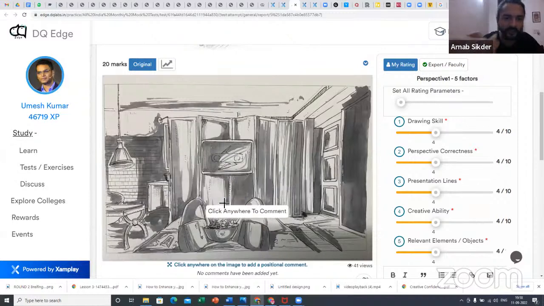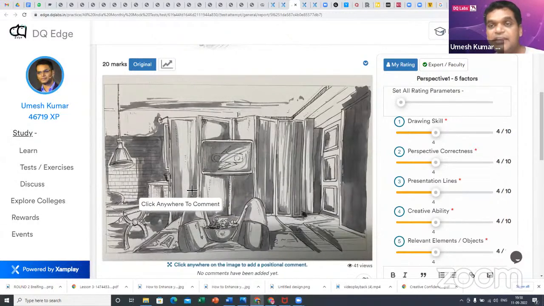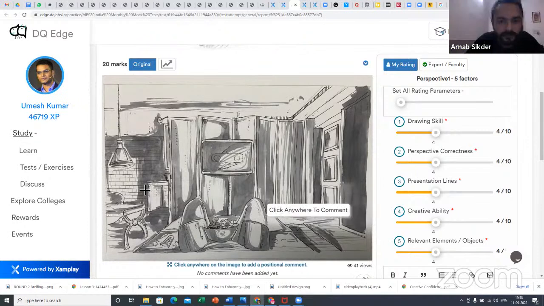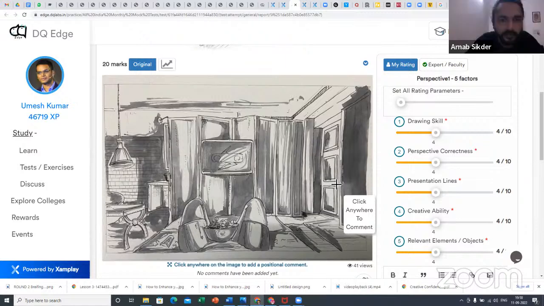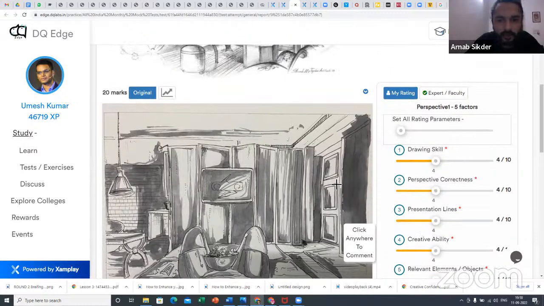So the TV is in front of you, and you're suggesting that the eye level can be lower? Yes, the eye level can be lower. But the thing was that the person is lying down on the bed. That's why I took a low view. Yes, in a way, it's not bad. The whole composition is fine.